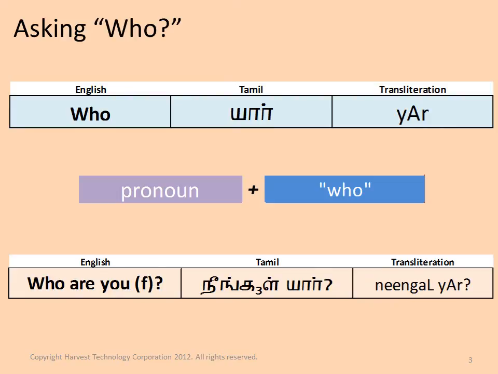So again, in this case, there's no verb to be. It's simply the pronoun plus the word for who. So who are you is ningar yar, because ningar is the word for you, the formal form of you, and then yar is who. So ningar yar. If you want to say who are you informally, that would be ni yar. And if you wanted to ask who am I, that would be nan yar.